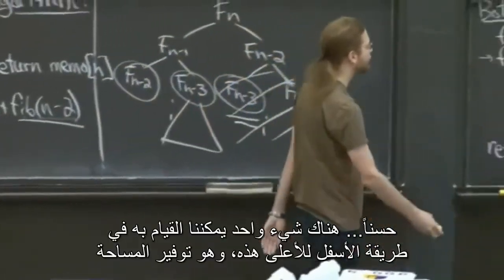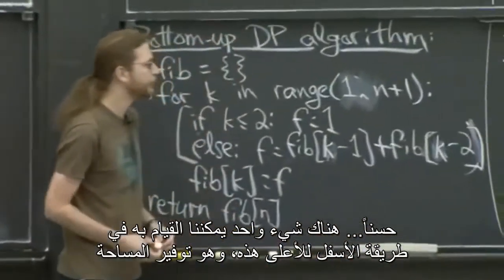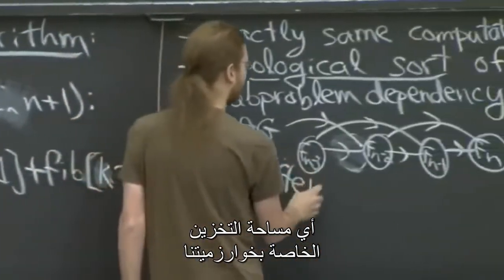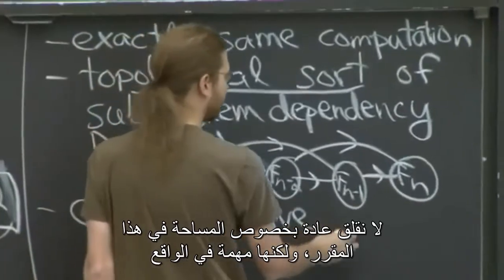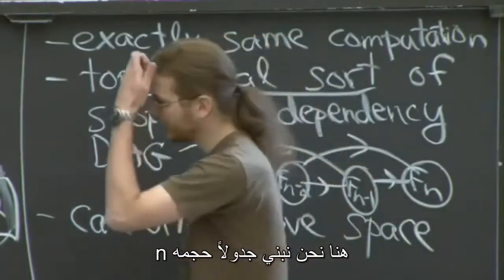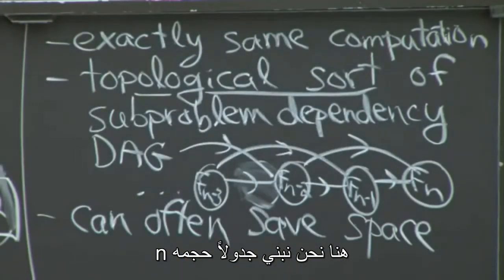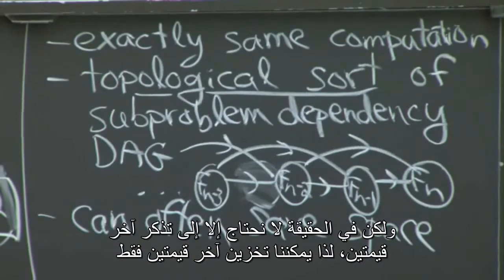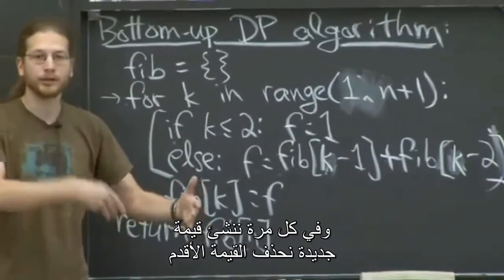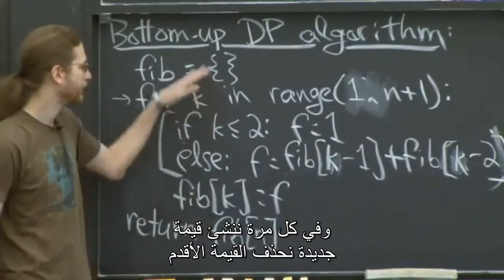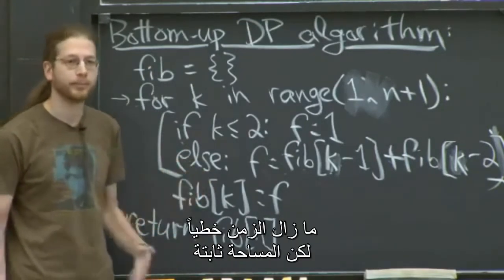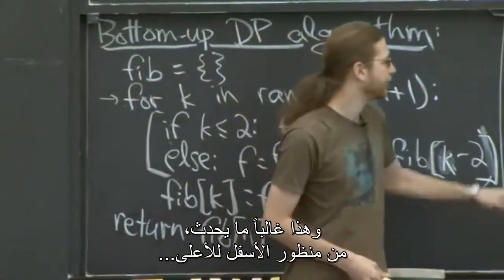All right, one thing you can do from this bottom-up perspective is you can save space, storage space in your algorithm. We don't usually worry about space in this class, but it matters in reality. So here we're building a table of size n, but in fact, we really only need to remember the last two values. So you could just store the last two values, and each time you make a new one, delete the oldest. So by thinking a little bit here, you realize you only need constant space, still linear time, but constant space. And that's often the case.